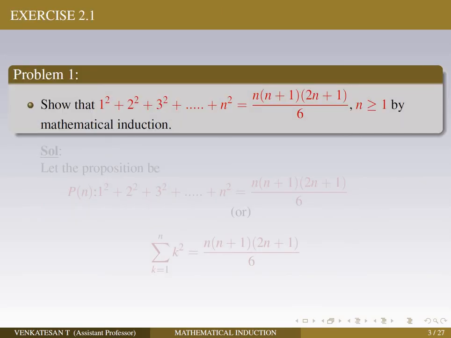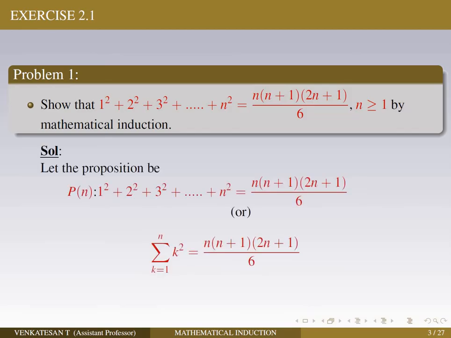Problem number 1. Show that 1 square plus 2 square plus 3 square plus etc. plus n square is equal to n into n plus 1 into 2n plus 1 divided by 6, where n greater than or equal to 1 by mathematical induction. Solution. Here, let us consider the proposition as P of n. Here the left hand side 1 square plus 2 square plus etc. up to n square will be rewritten as summation k is equal to 1 to n k square.